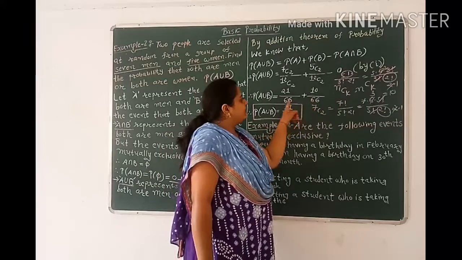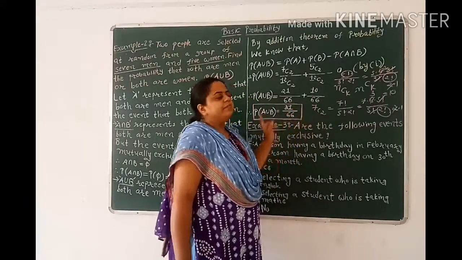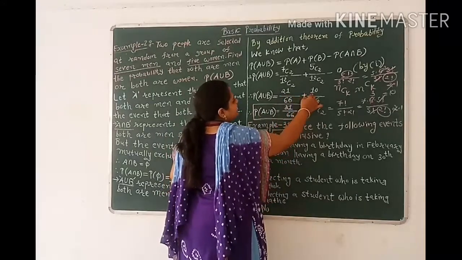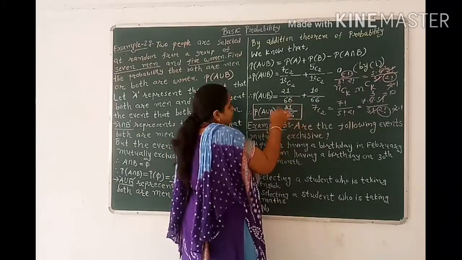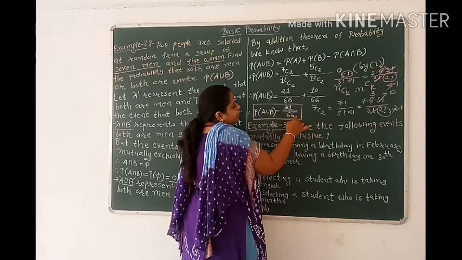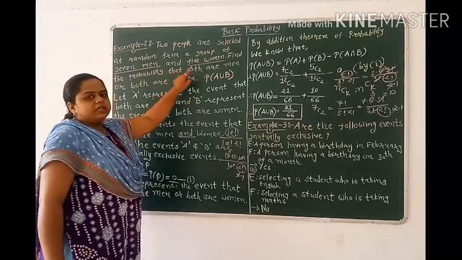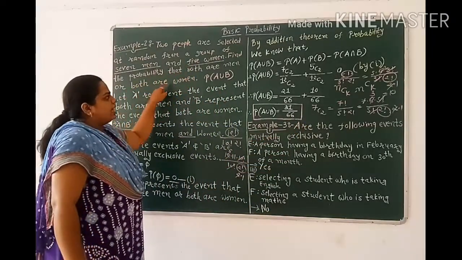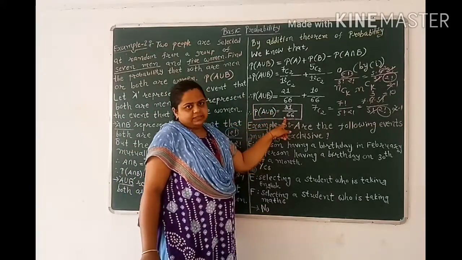Now here the denominator is the same, so we have to take the LCM. So we have 21 plus 10 in the numerator and the denominator is 66. So probability of A union B equals 31 over 66. So the probability that both are men or both are women is 31 over 66.